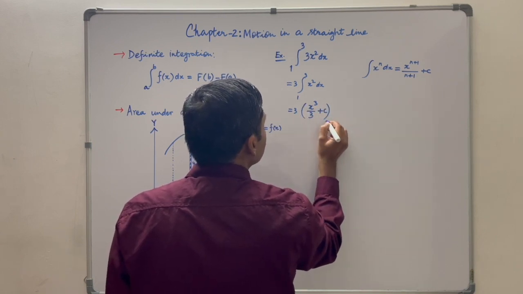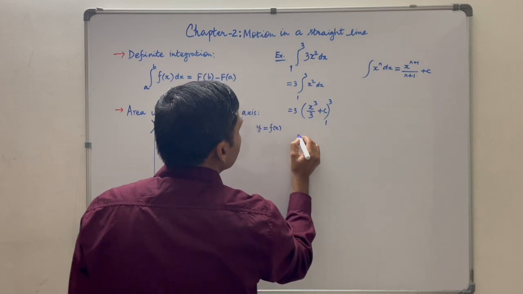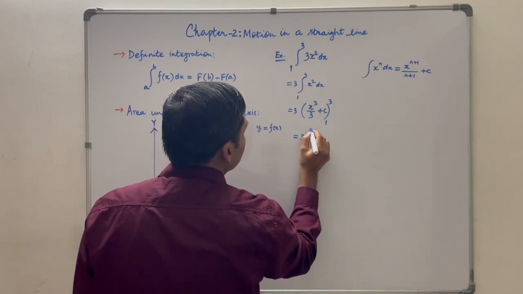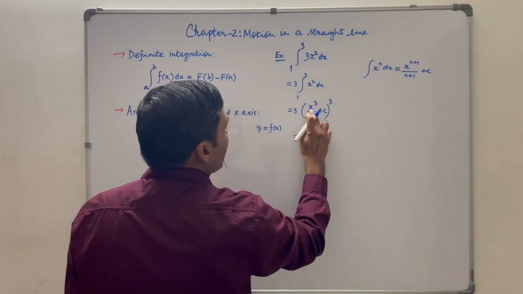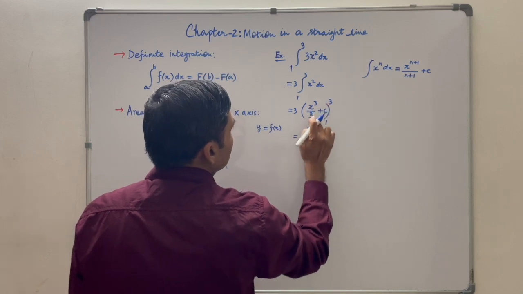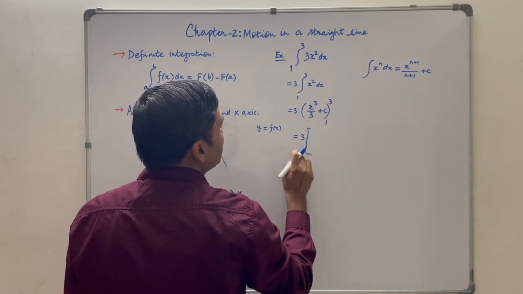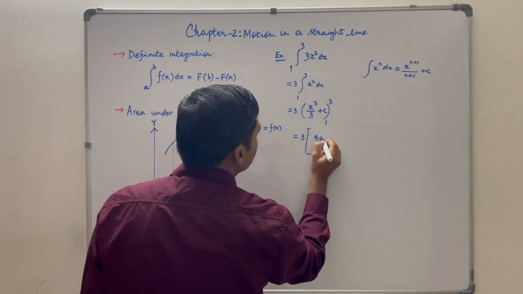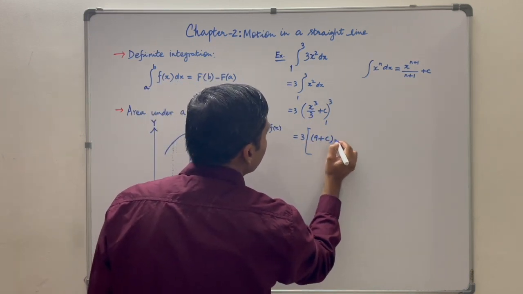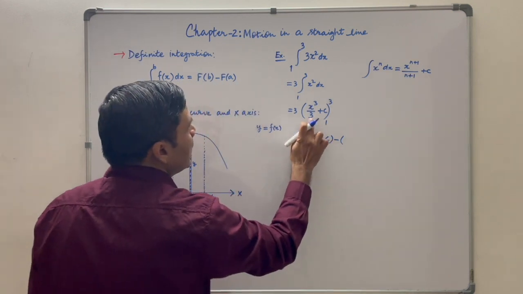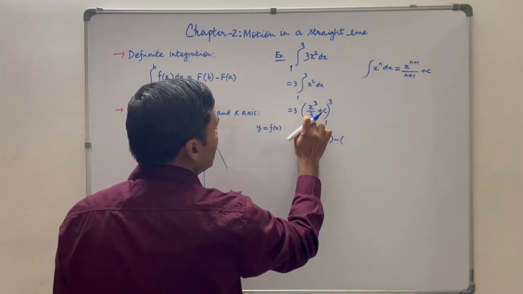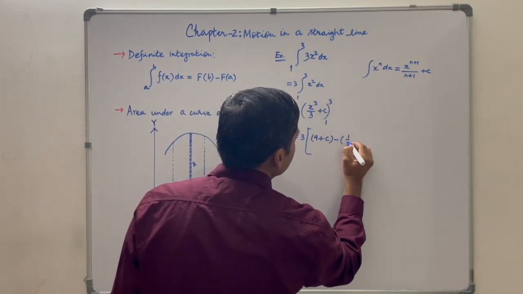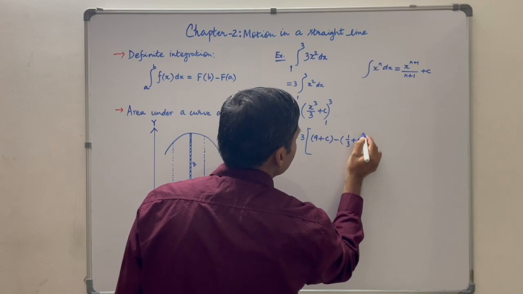Now put the limits 1 to 3. So we can evaluate this as, put the upper limit first, so x equal to 3. So 3 cube will be 27. 27 upon 3 will be 9. So it will be 9 plus c. Minus lower limit, put x equal to 1. So it will be 1 by 3 plus c.